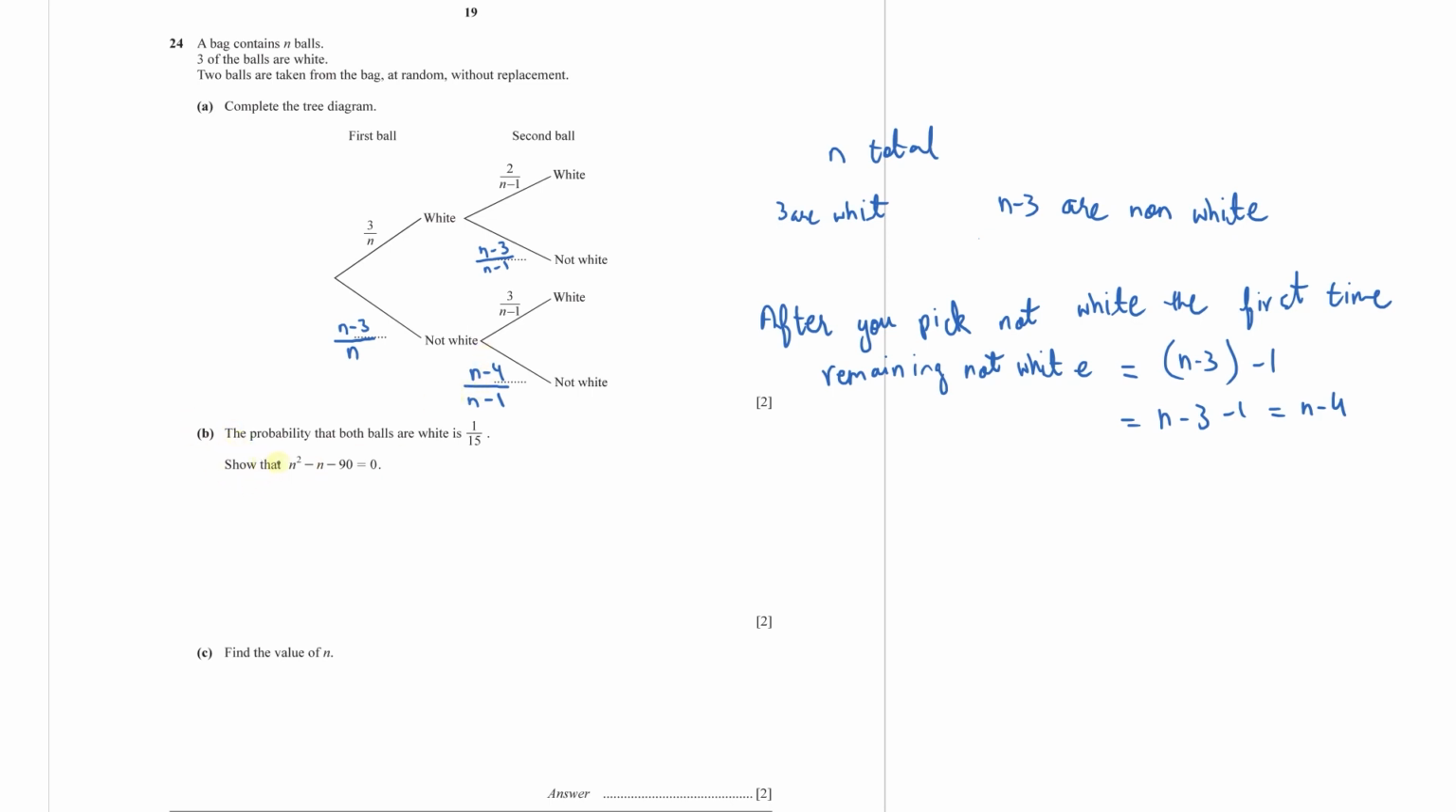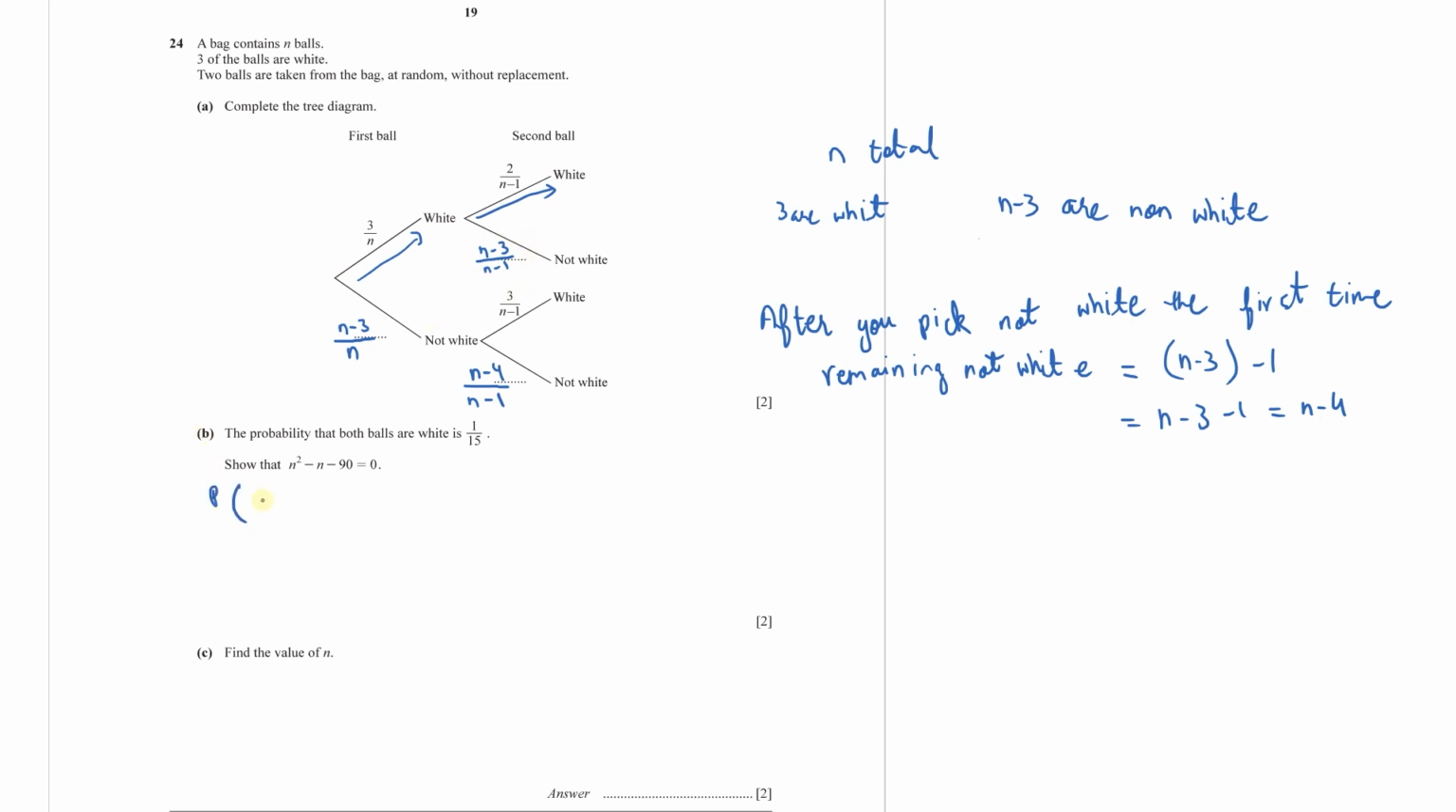Part B is find the probability, the probability that both balls are white is 1 by 15. Show that n squared minus n minus 90 equals to 0. So how do I get both whites? If I go there and then I go there. So that is how I end up both whites the first time and the second time. There's no other case where I will end up with both white balls.